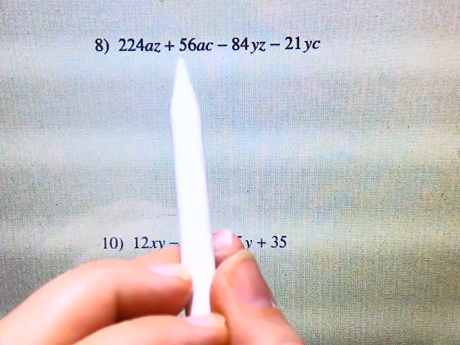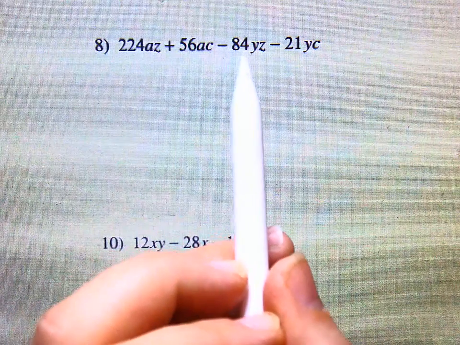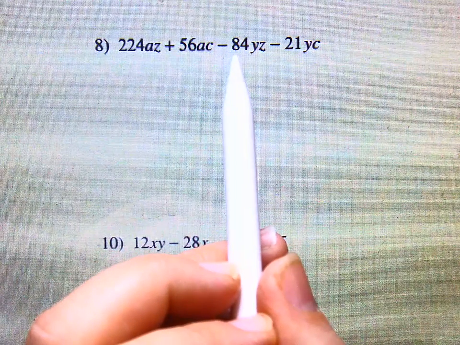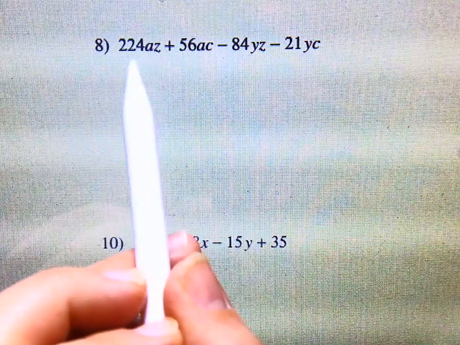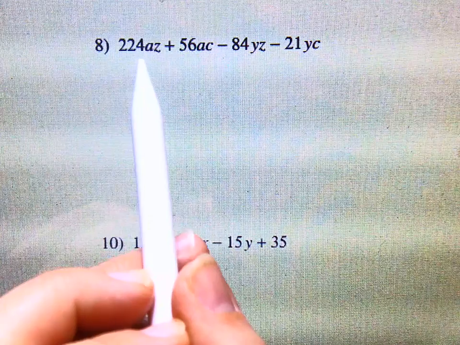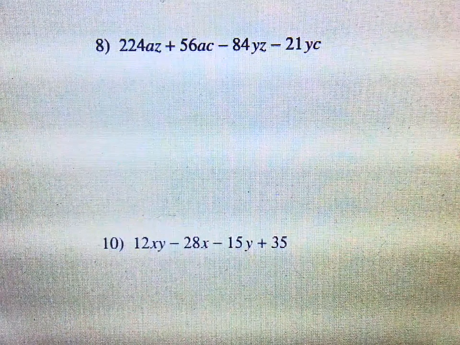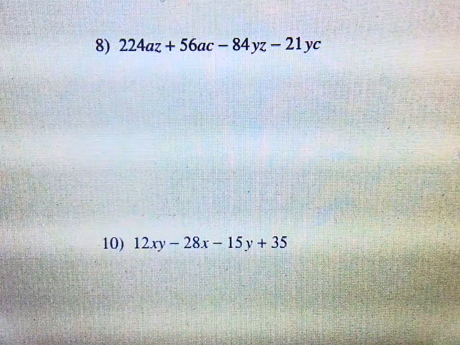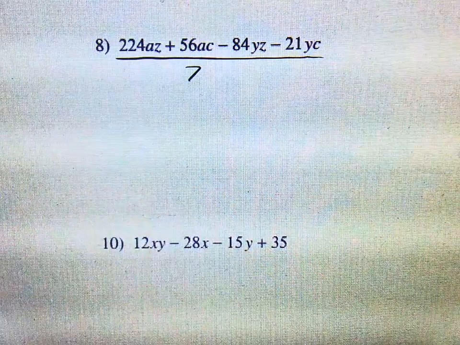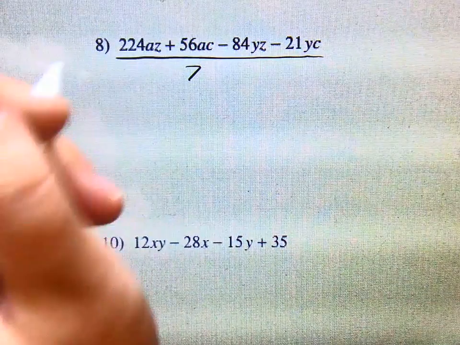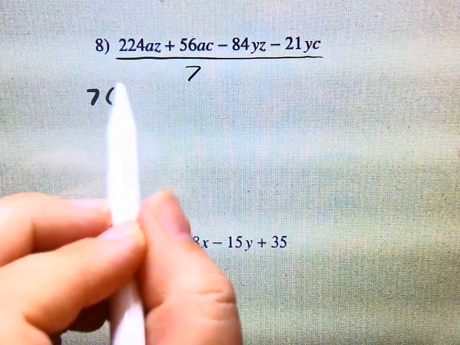Can 7 go into 56? Yes, it can. Can 7 go into 48? Yes, it can. And then you have to ask yourself, okay, can 7 go into 224? And yes, it can. So excellent. So 7 can actually go into all 4 of these terms. So we're going to divide everything by 7. And that's going to allow us to technically pull it out here.